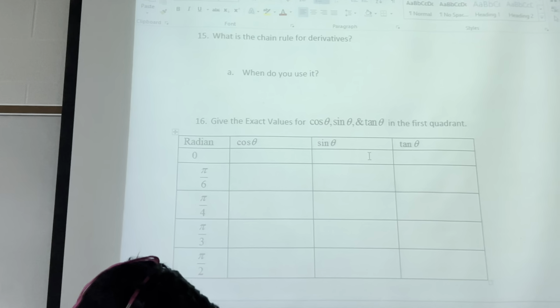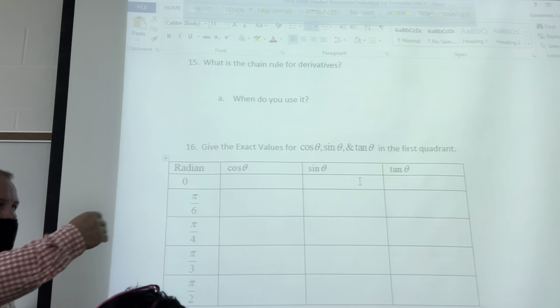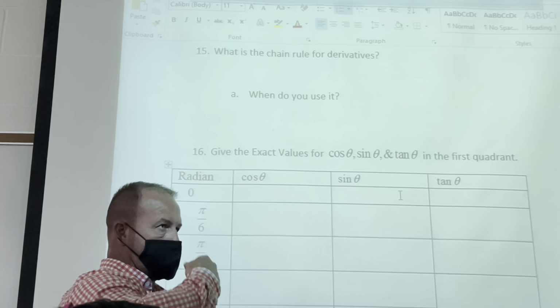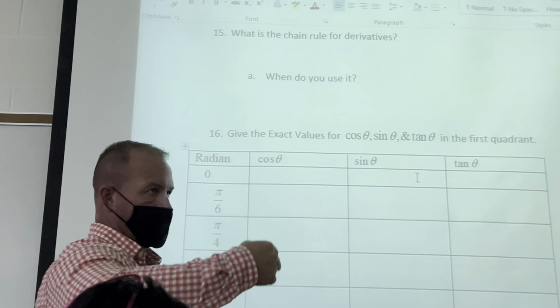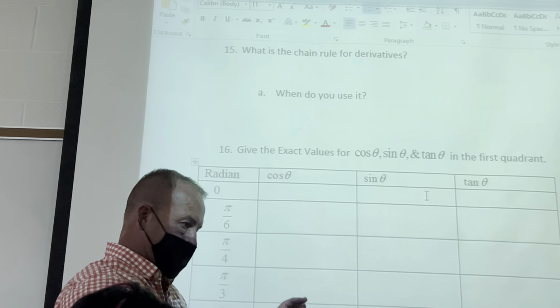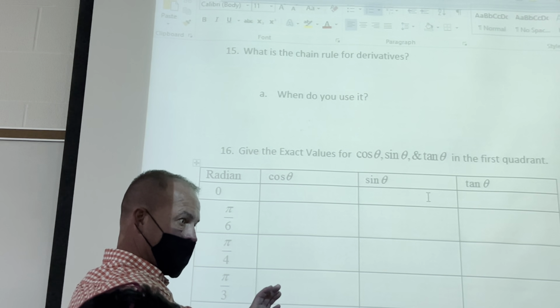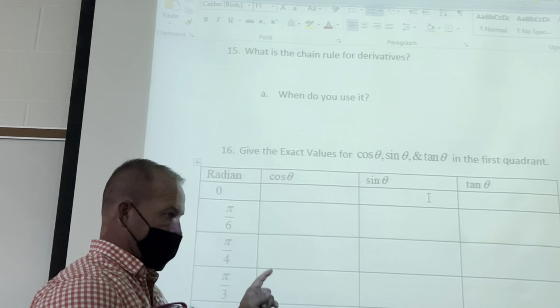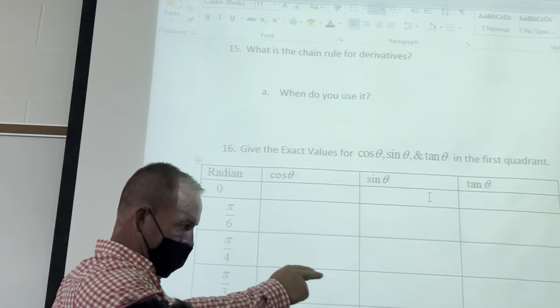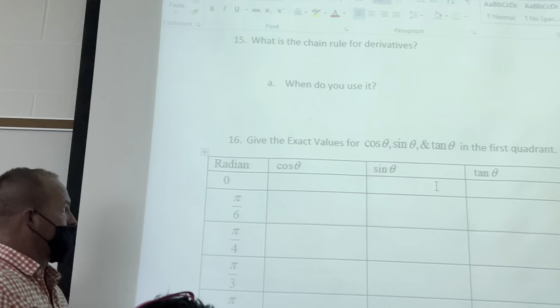Chain rule is when we want to take the derivative of a composite function, f of g of x. F of g of x is a composite function. So the derivative of f of g of x is f prime. We take f prime and we put g into it. So f prime of g of x times the derivative of g. So put g into f prime and multiply by g prime of x.